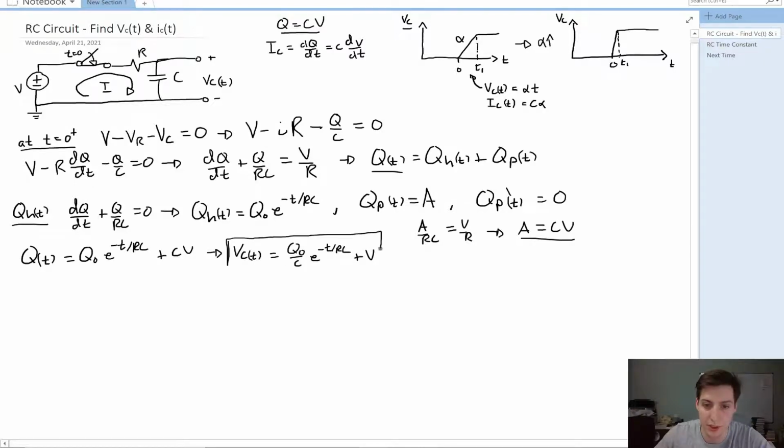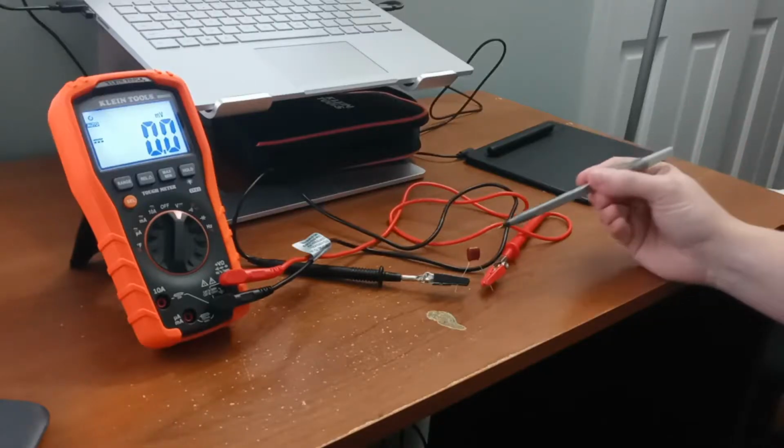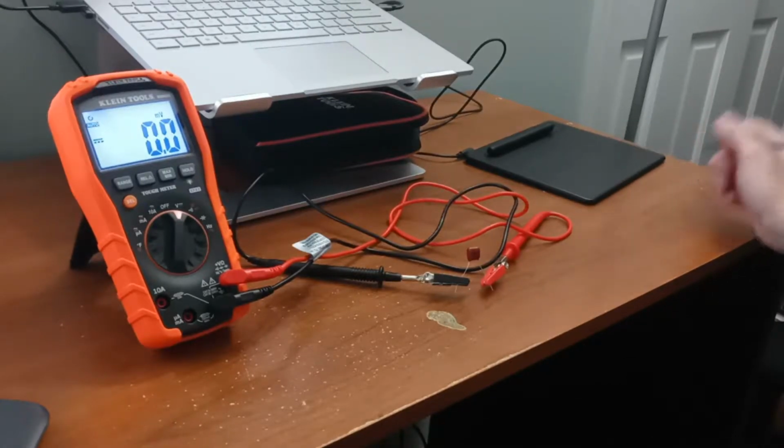But we don't know what Q naught is, so we can start to look at initial conditions. Now, if we have an uncharged capacitor, which we do because our switch was just opened, and we know that the voltage does not change instantaneously, we know that the voltage at time equals 0 should be the voltage at time equals just past 0. So we can take a multimeter and measure the voltage of an uncharged cap, and we get that that's equal to 0.